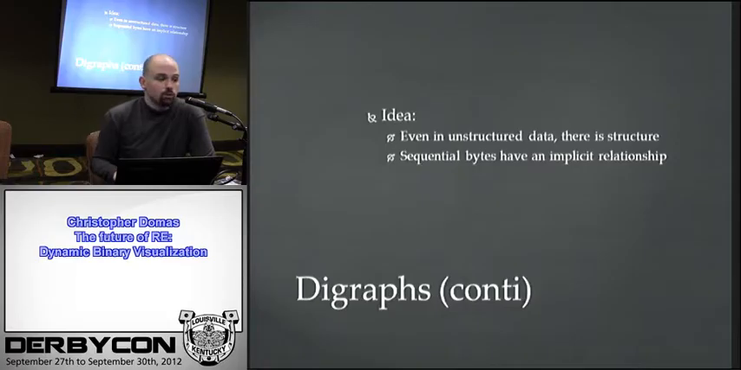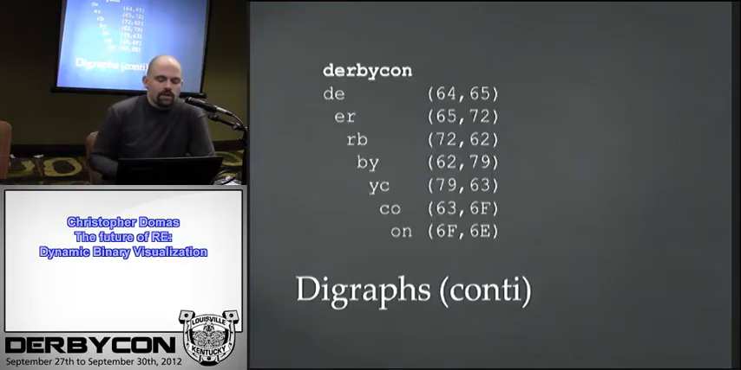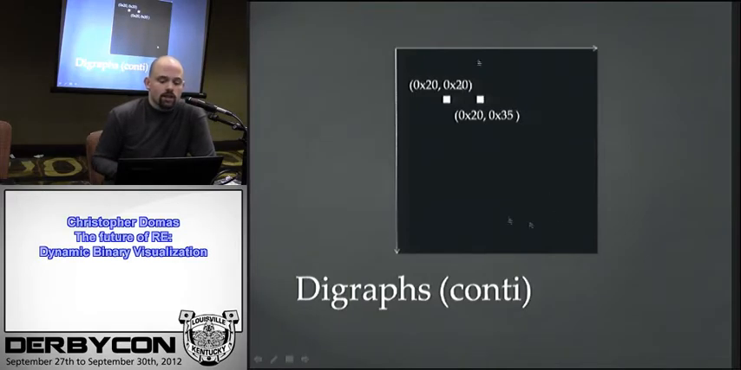He came up with a very simple approach for visualizing the relationship between sequential bytes and data. He said what we're going to do is take sequential bytes in a string of information and translate those to XY coordinates. So in this case, if we have a string like DerbyCon, we're just going to take all the sequential bytes in the string and translate those to XY. So D is ASCII hex 64, E is ASCII hex 65, that becomes 64, 65 in XY coordinates. And we're just going to plot those in a Cartesian system here.